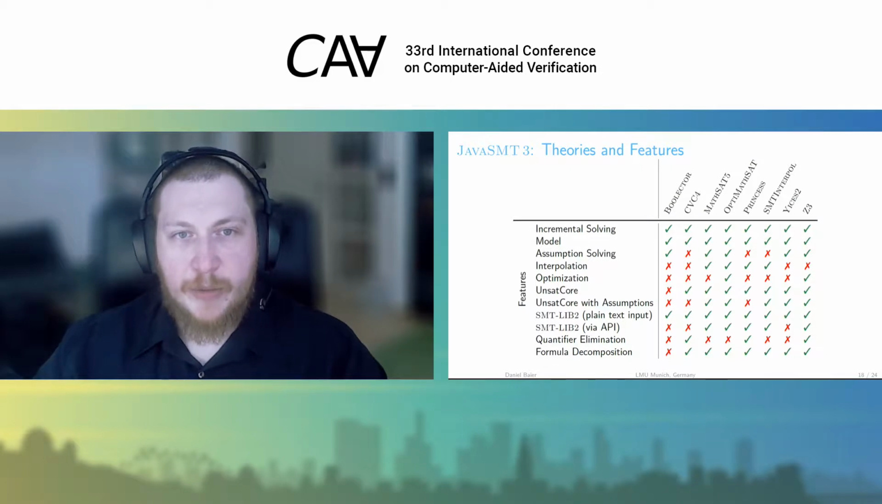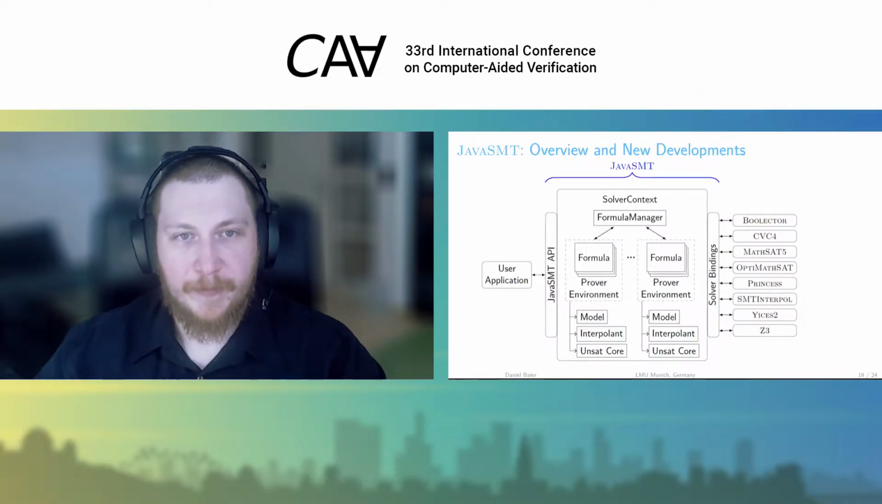Note that we try to keep all solvers as up-to-date as possible. Therefore, changes in the available theories and features occur only when the background solvers either remove a feature, for example, Z3 removed interpolation support a while ago, or when features or theories are added. Let's take a look at how JavaSMT works in practice and what you as a user can expect from our project.